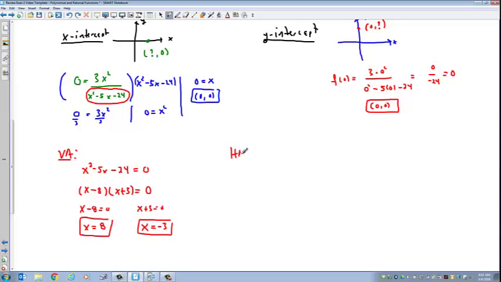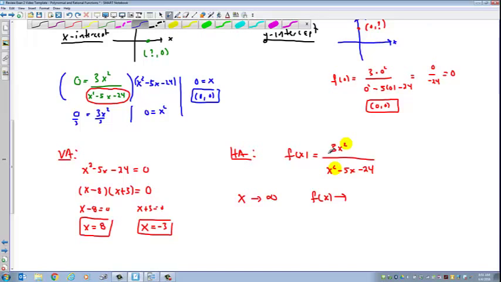For the horizontal asymptotes, let's write this function down so you can see it here. So f of x, remember, is equal to 3x squared over x squared minus 5x minus 24. So for horizontal asymptotes, either you want to look to the right or to the left. Now for rational functions, you can just look to the right. So as x goes to infinity, where does f of x go to? And what you want to pay attention to here are these degrees. So this has degree 2, this has degree 2. So since the degrees are exactly the same, what's going to happen is it's going to go to 3, and there's a 1 here we don't write, over 1. So 3 divided by 1, which equals 3.